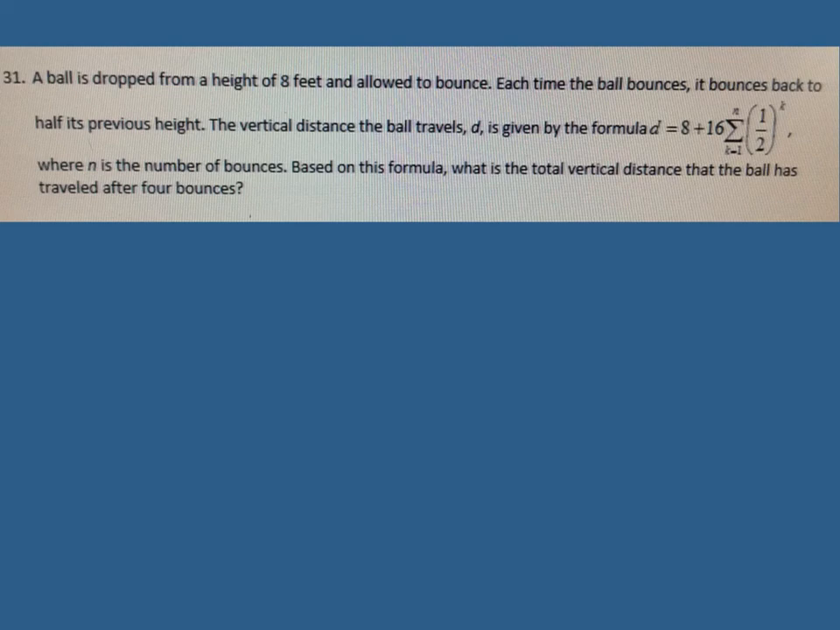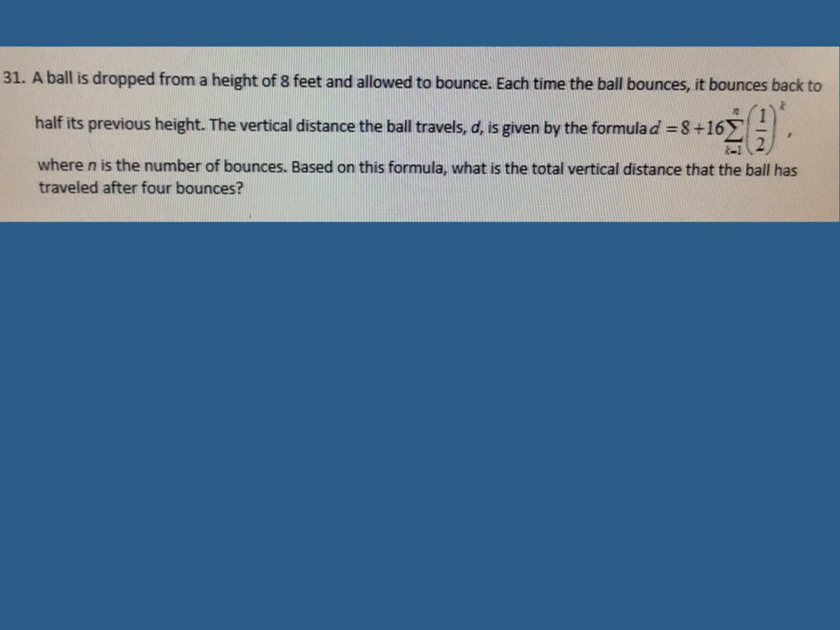All right, so a ball is bounced from a height of 8 feet and is allowed to bounce. Each time the ball bounces, it bounces back to half its previous height. The vertical distance the ball travels, d, is given by this formula, where n is the number of bounces. Based on this formula, what is the total vertical distance the ball has traveled after 4 bounces?